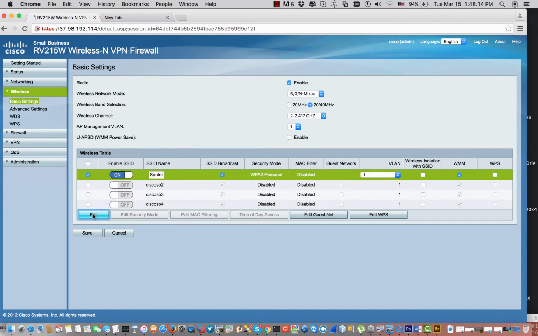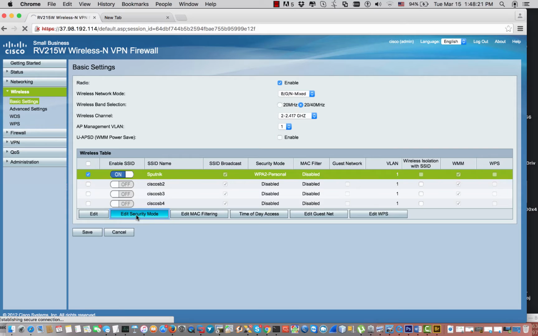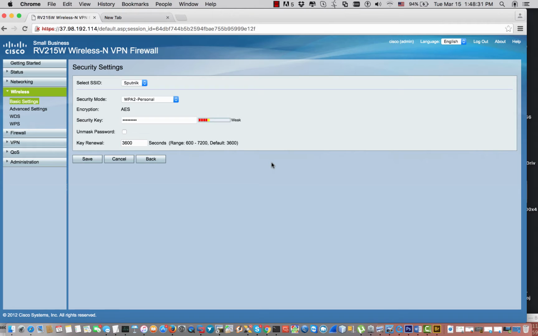Also, I would like to recommend the security to be WPA personal, and keep the key renewal at 3600. So this is the issue I'm going to share with you.